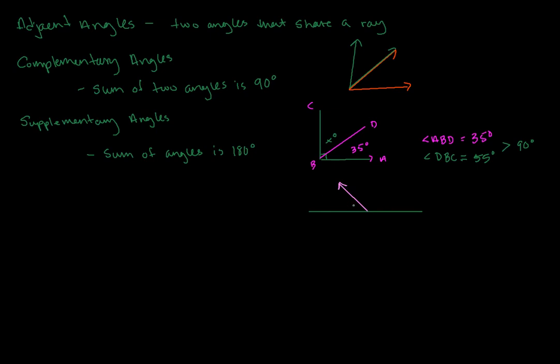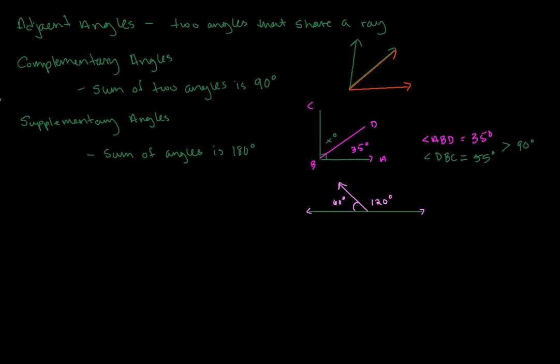So let's say that this angle right here was 60 degrees, and then the whole angle has to be 180, right? This whole thing is 180, so the other side has to be 120 degrees for them to be supplementary. Okay.